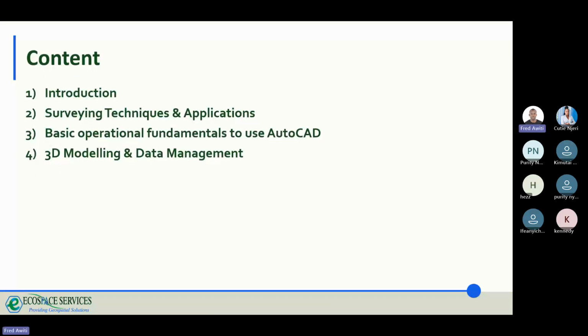That is the introduction of course spaces. Look at some of the techniques in surveying and applications. Basic operational fundamentals to use AutoCAD. And then we are just going to highlight some of the things we can do in 3D modeling and data management. And then later on, we'll organize another online session to purely discuss 3D modeling and data management.